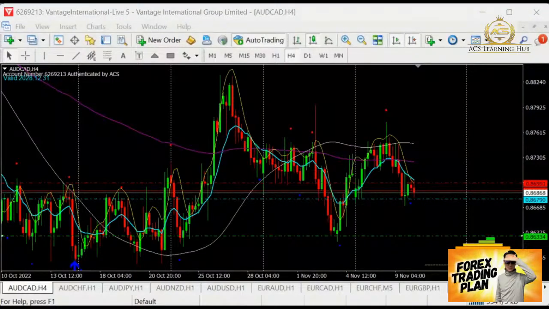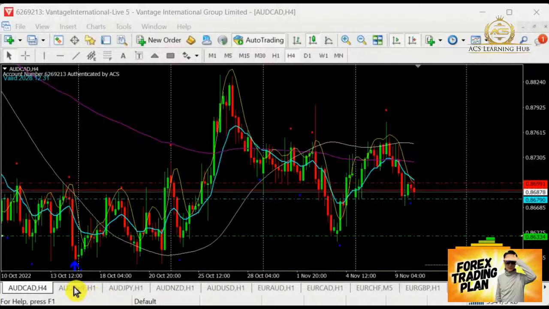So Aussie CAD, we can take a look later on. Of course, not forgetting that today we also have the US CPI. So today the movement may be setting up for the CPI. So what we are going to do is be very observant and very careful.